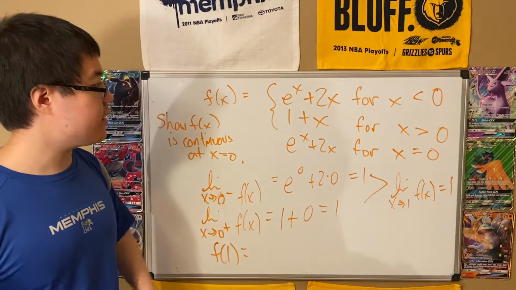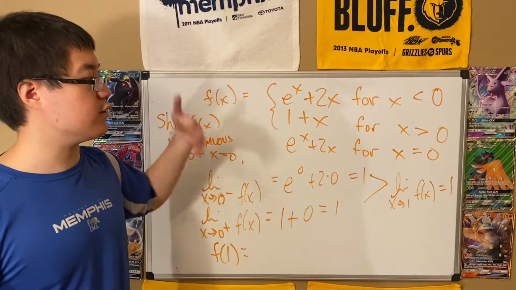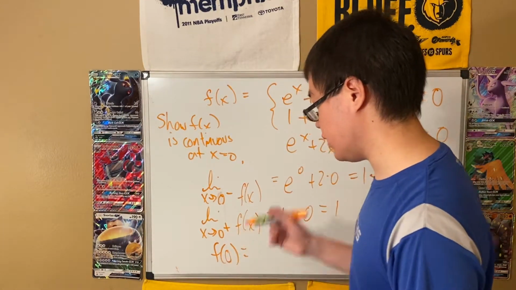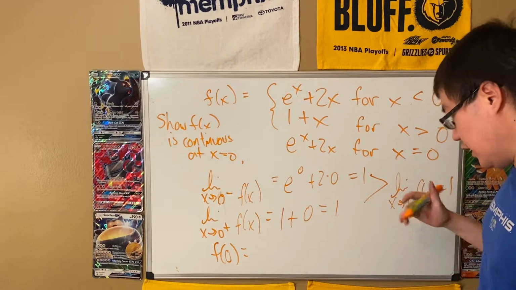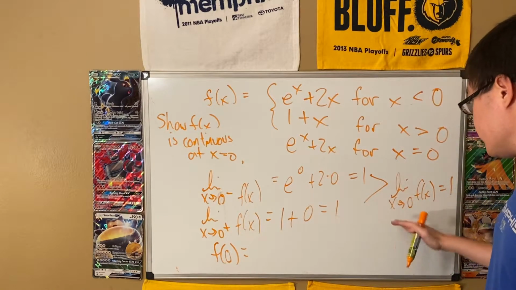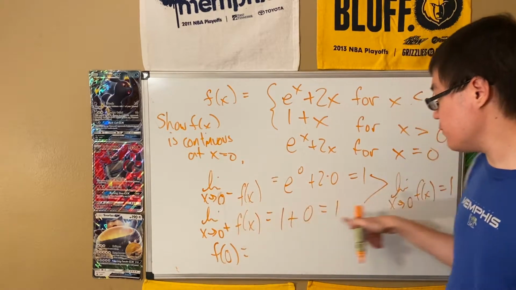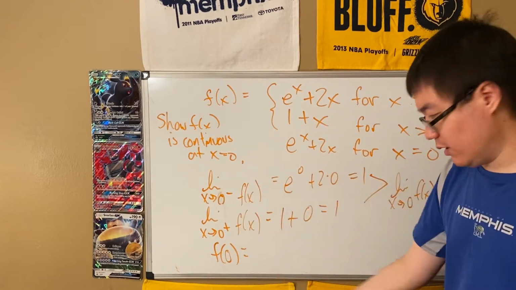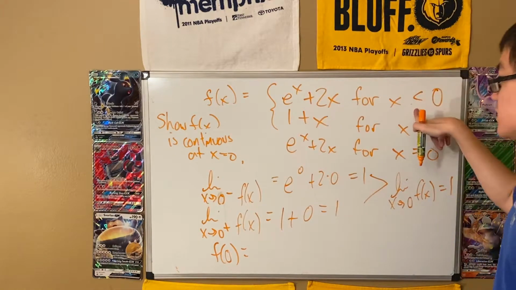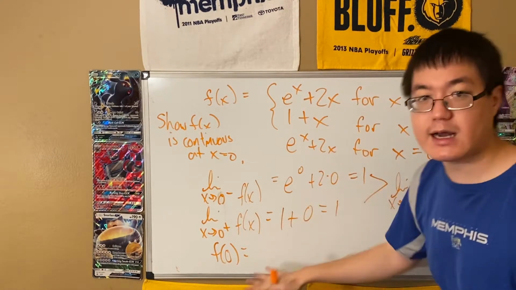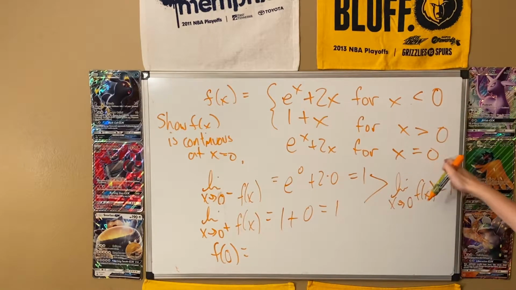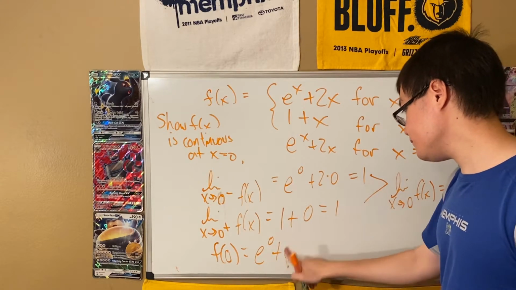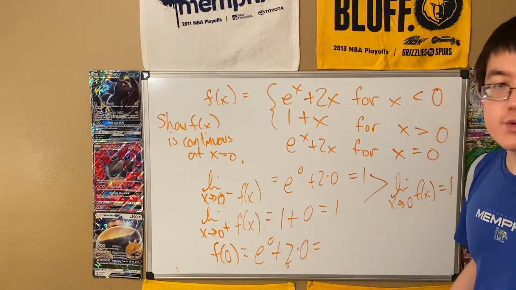So what's f of 1? Instead of plugging in the less than or the greater than, we're going to plug it into the third one right here. So it's not f of 1, it's f of 0. Sorry about that, I got confused with zeros. We're going towards the number 0 in this case, so we want to find f of 0. For the left one, we use the less than. For the greater one, we use the greater than. And for the actual function value, we use the equal. So it's going to be e to the 0 plus 2 times 0. That's going to be 1 plus 0, which is 1.